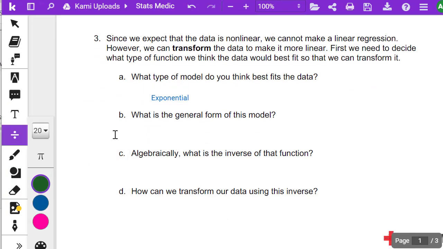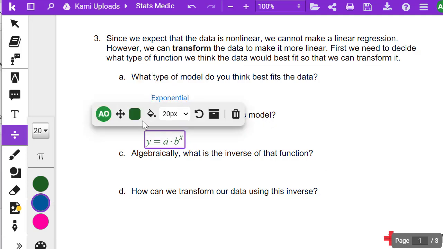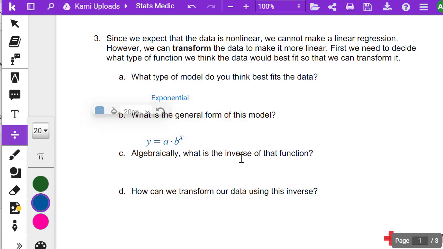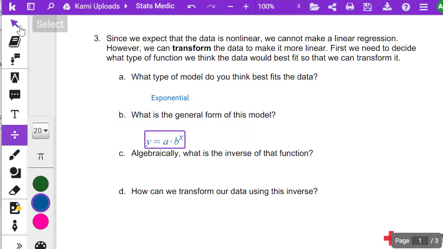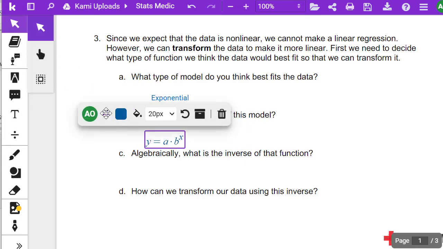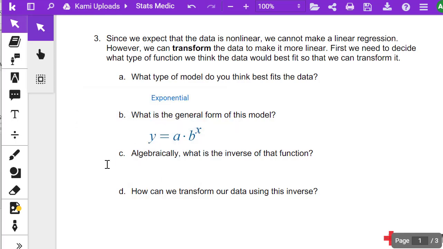So I'm going to just put an equation in here. Mrs. Overman's going on the fly. y = a times b to the x. That is the exponential form right there. Let me change colors. Okay. So that's the exponential form. Let me also make it bigger. There we go. So what is the inverse of this function?